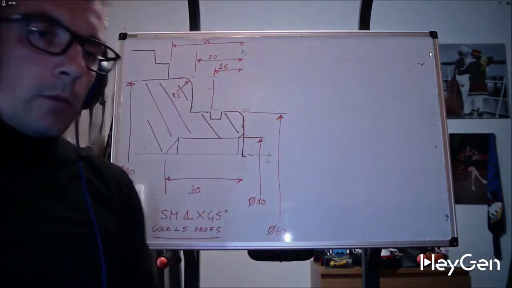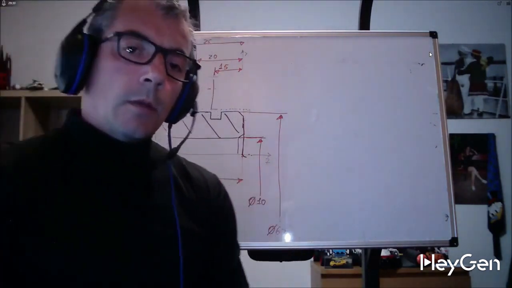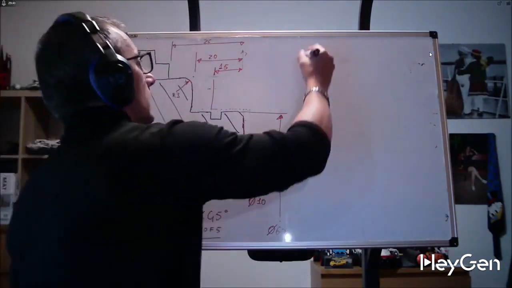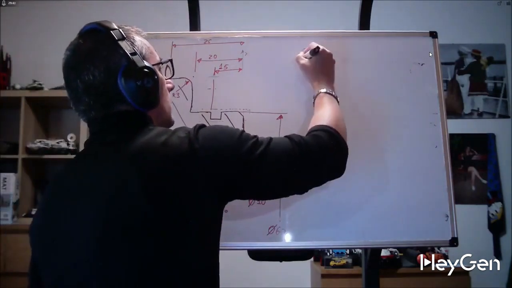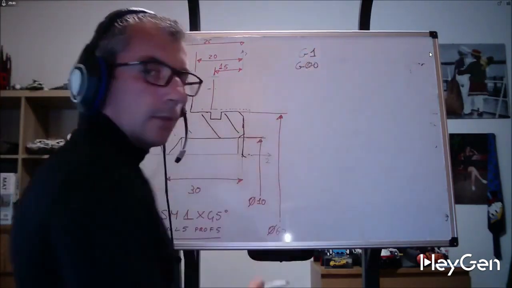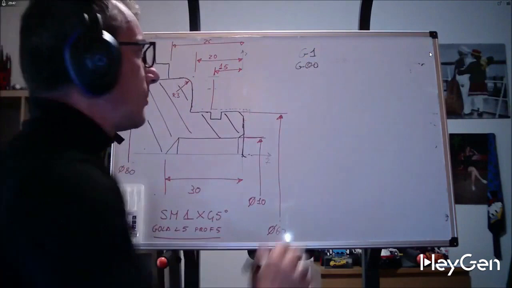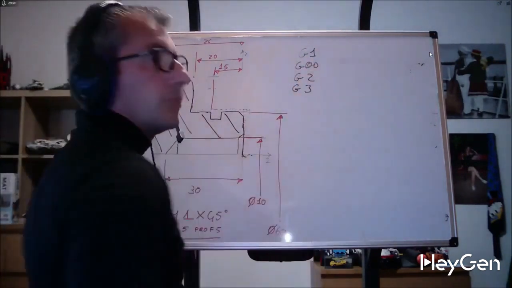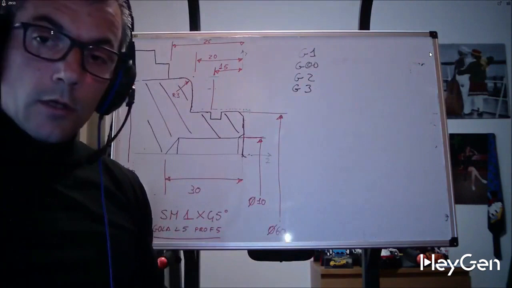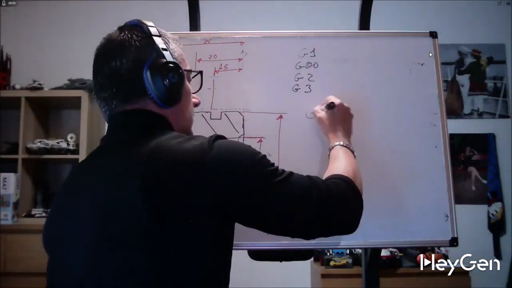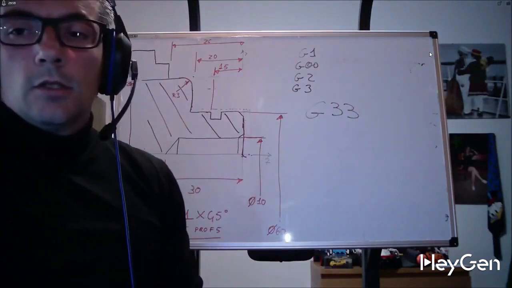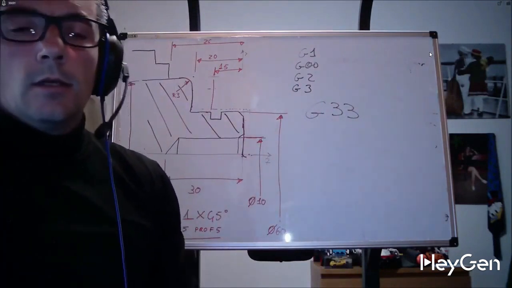So, for tapping, there is a fixed cycle that we will see later. And for threading, there is both a fixed cycle and, let's call it, its dedicated interpolation. That is, G1 and G00 are linear interpolations, fast and slow. G2 and G3 are circular interpolations in one direction and the other. G33 does not exist as a term, but we invent it.